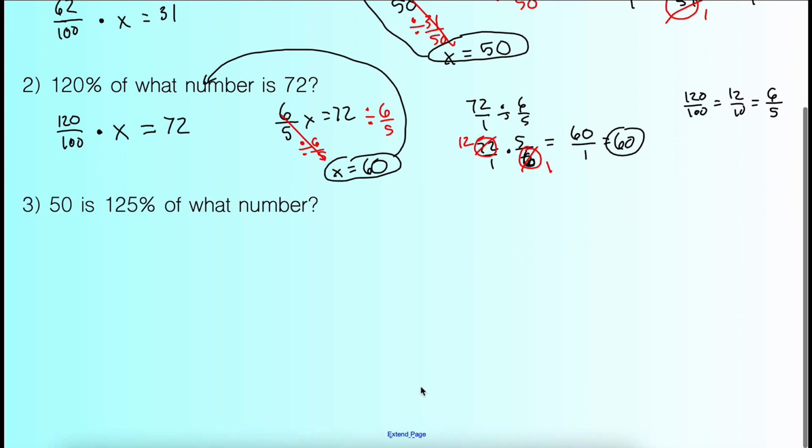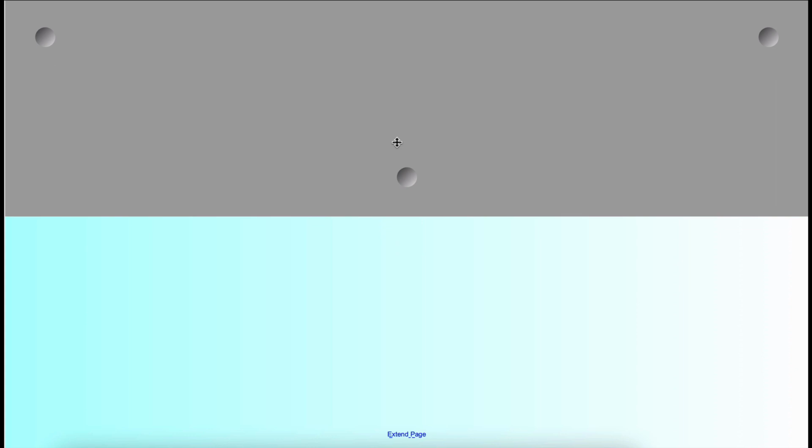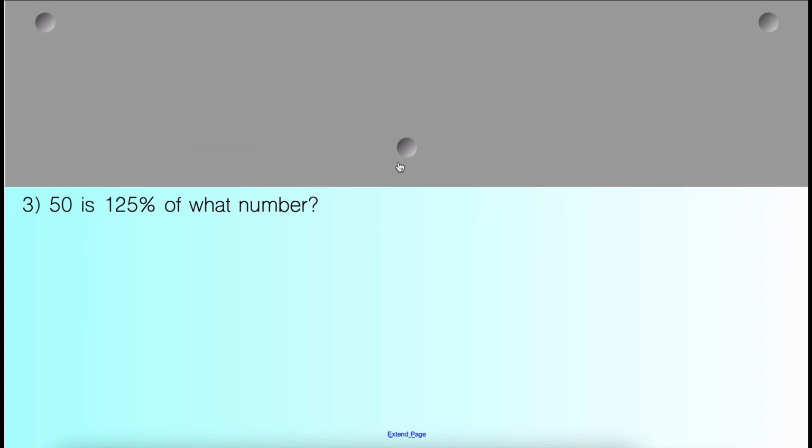This says 50%... excuse me, let me read that one more time. 50 is 125% of what number? Looks a little bit different, but the process is still the same. What I'd like you to do is piece by piece in the order that this is written, turn this into an equation. Look for the of, the multiply, the is, the equal sign, and all the other pieces in between. And let's see what you come up with as an equation, and then what you come up with as a final answer.